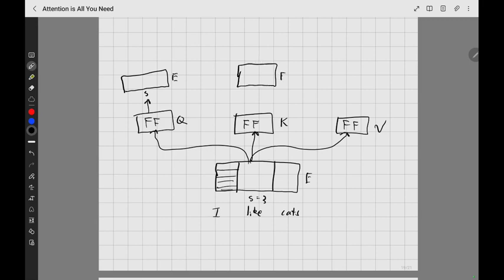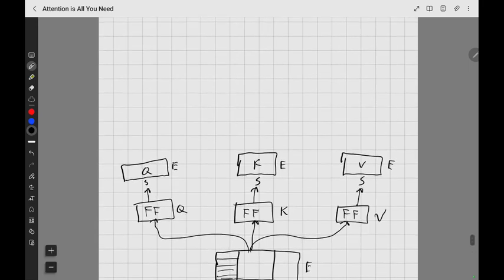Let me finish drawing these matrices. Okay. Now for the fun part, the queries times keys matrix. You're showing the projections. Yeah, there are 3 separate projections, and these are each separate.